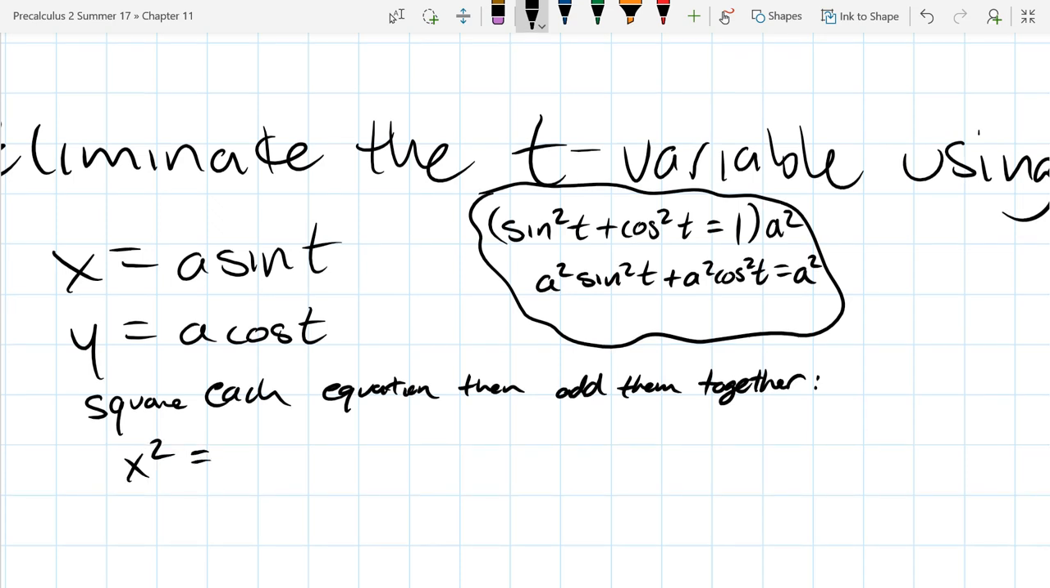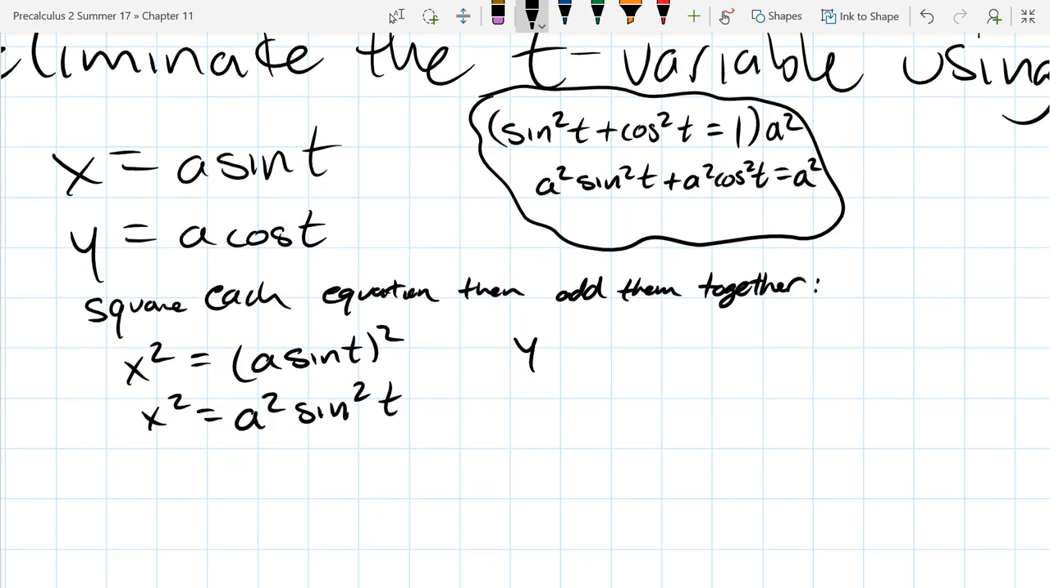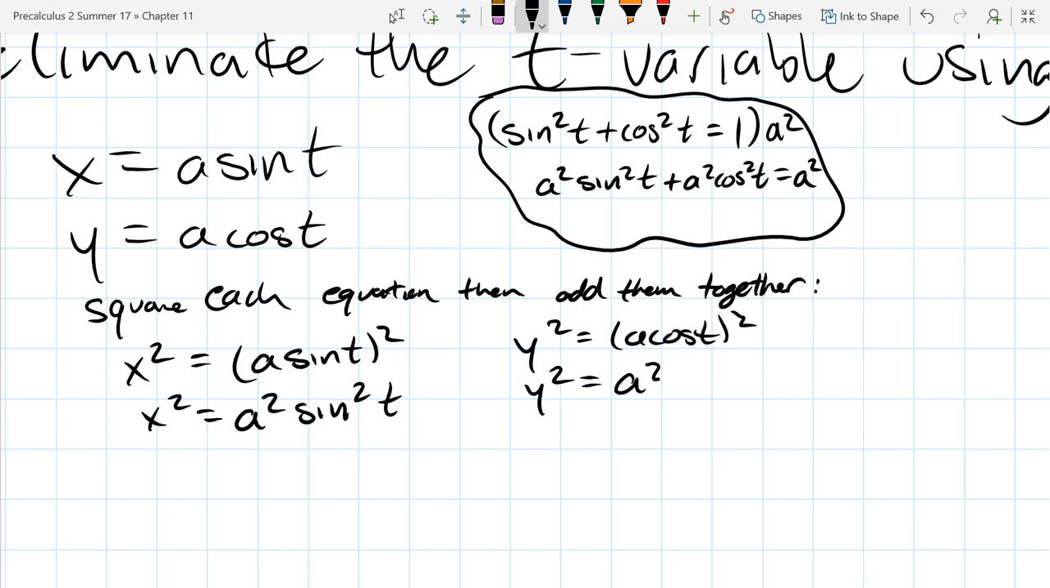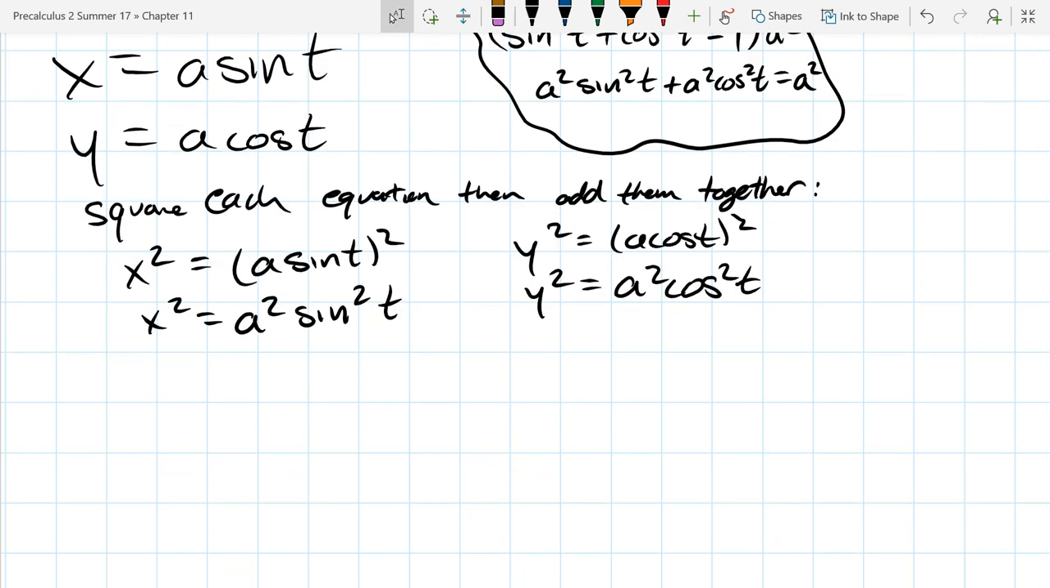So square the first one, x squared equals a sine t squared, which we'll write as a squared sine squared t. So that's x squared. And the other one, y squared equals a cos t squared, which is a squared cos squared t. And all we're going to do is add these equations together.